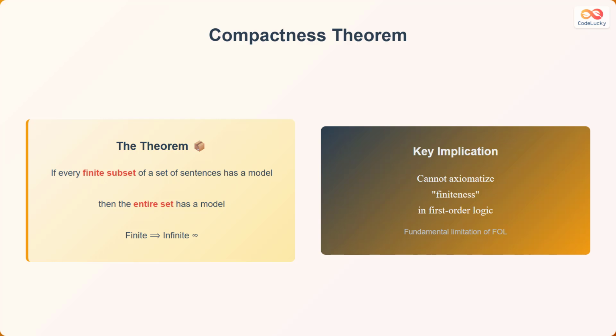The compactness theorem is a fundamental result in model theory. It states that if every finite subset of a set of sentences has a model, then the entire set has a model. This means that if you can find a structure that satisfies every finite piece of a theory, then you can find a structure that satisfies the whole theory. A key implication of the compactness theorem is that we cannot axiomatize finiteness in first-order logic. This is a fundamental limitation of first-order logic.